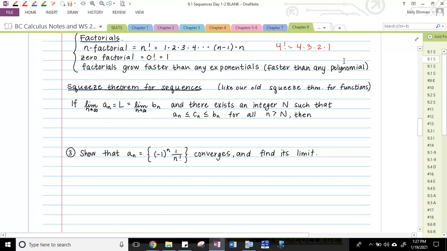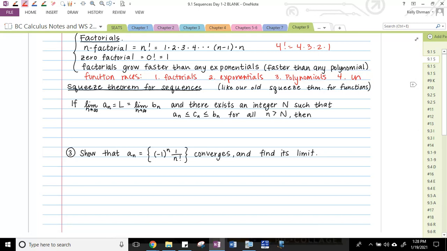Factorials grow faster than any other exponentials. So again, function races. We don't have a rule for derivatives of factorials, so we do need to rely on function races here. The fastest growing function that we have is factorials. Factorials will always grow faster than exponentials, so they're now bumped to second place. And then after exponentials are our polynomials, like x squared, x to the third, whatever. And then coming in fourth place would be our natural log functions. Those grow nice and slow.